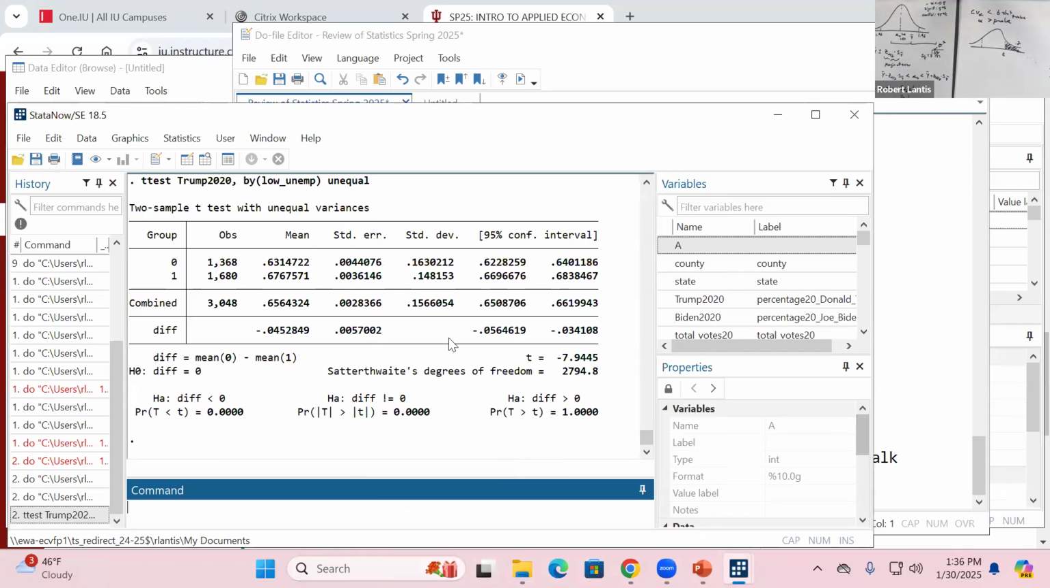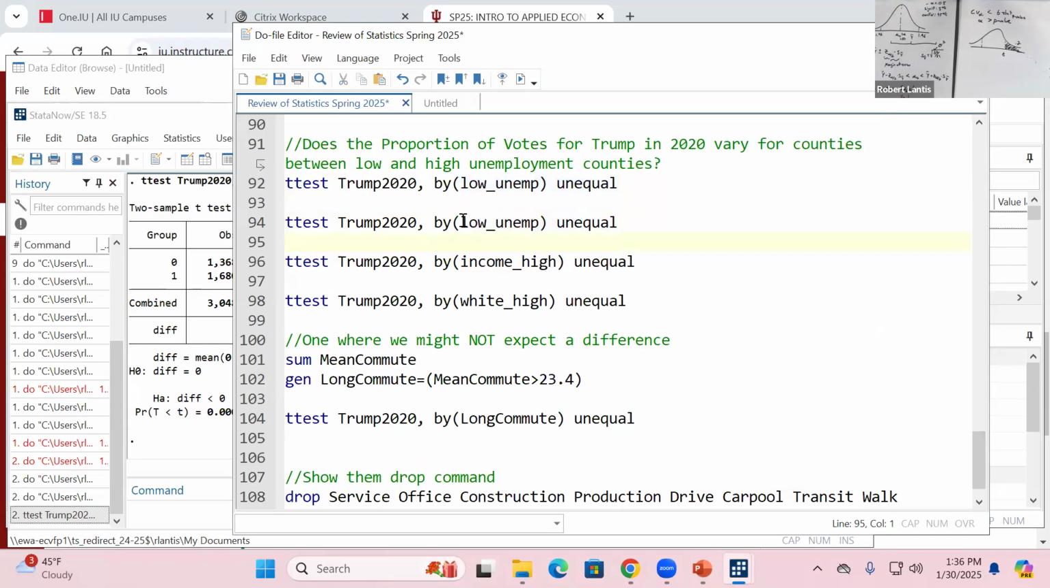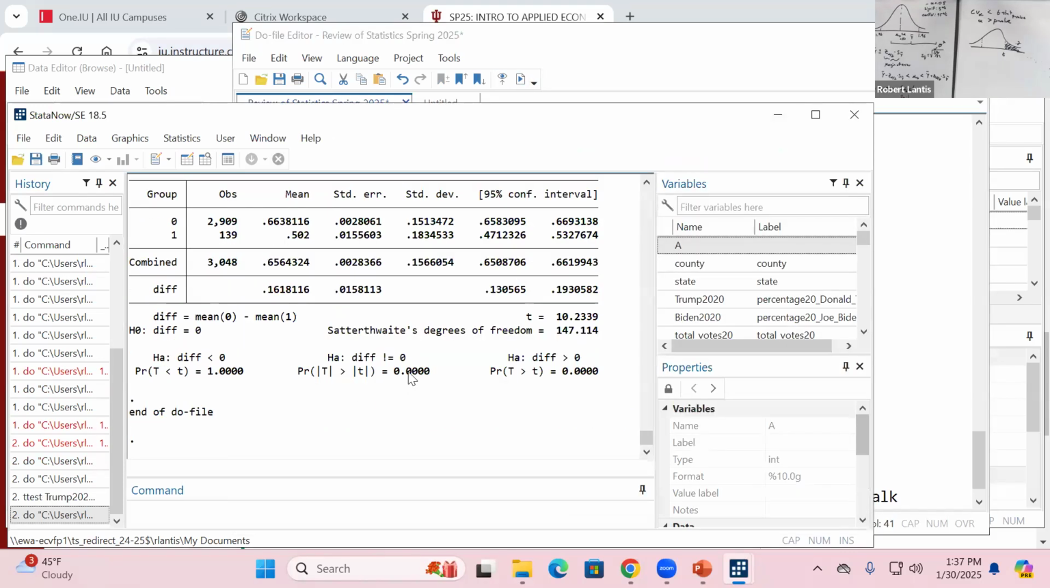All right, so you can use the interface, but I'm telling you that this is always going to be the syntax. Once you know what it is, instead of going through that process every time, I can just copy, paste, and then change this to whatever variable I want to now test the difference between. So now I might say, what's the difference between the proportion of people that voted for Trump in high income counties? Is there a difference? So all I do is change the low unemployment rate variable to that high income variable. Sure enough, I also get a p-value of 0.